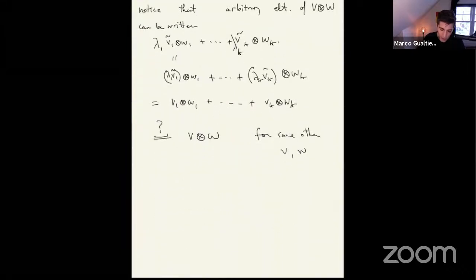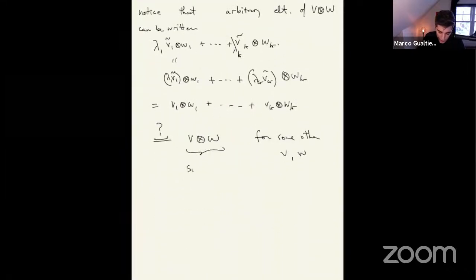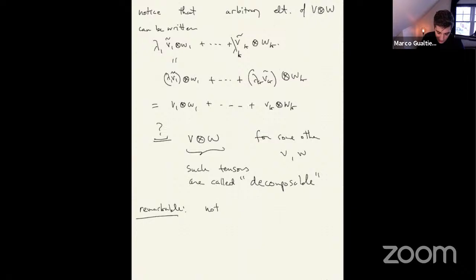Okay, so such tensors are called decomposable. A decomposable tensor is one that is of the simplest type. It doesn't have any formal sums in it. It only has the product of two vectors. And the remarkable thing is that not all, and in fact most, tensors are not decomposable.